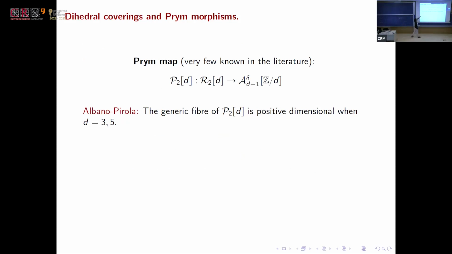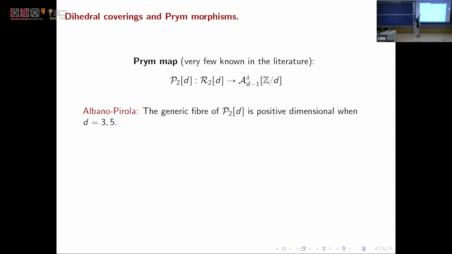It is defined from the moduli space of degree D coverings of curves of genus 2, and it maps inside A_{D-1}^{delta, Z_D}, the moduli space of abelian varieties of dimension D minus 1. Delta is the type of polarization. It's not principal, so it's different from the classical ones. And the Z_D means that I want to recall that on the Prym, I have the action of an automorphism of degree D. And the point is that this map was not studied a lot in the literature.